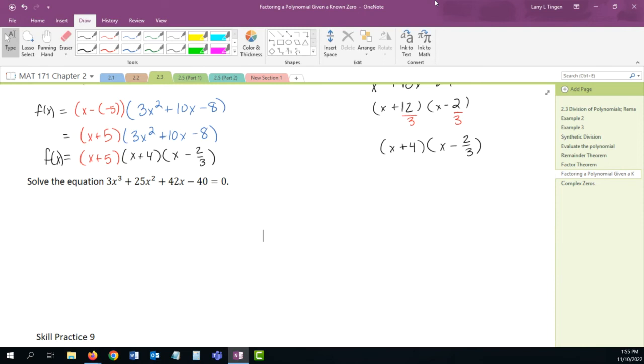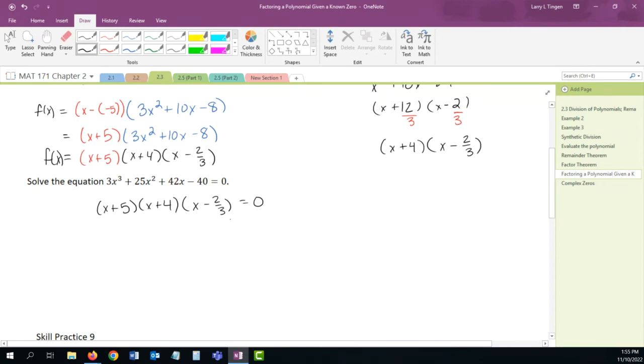So then they say, now solve 3x cubed plus 25x squared minus 42x minus 40 equals 0. Well, I know that entire function can be written as x plus 5 times x plus 4 times x minus 2/3. So all I did is swap out that cubic for the same polynomial, but written as products.